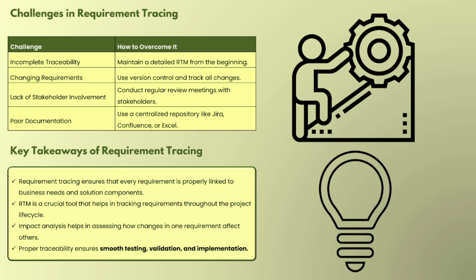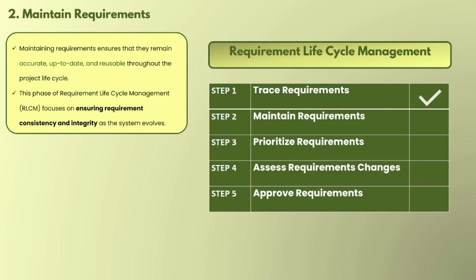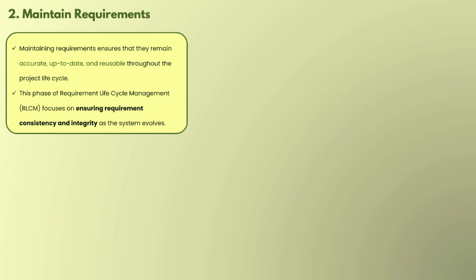Let us check another step in requirement lifecycle management. We have already seen trace requirement. Now we are at maintain requirement. Maintaining requirements ensures that they remain accurate, up to date, and reusable throughout the project lifecycle. This means we don't just write requirements and forget about them. We keep them updated if anything changes.